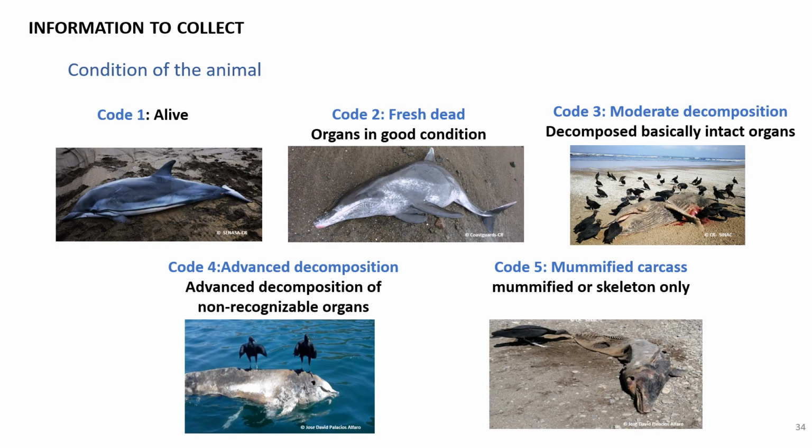Then establish the condition of the animal. If it is alive, then it's code 1. If it's code 2, it's fresh dead. The organs are in good condition. Code 3 is moderate decomposition, decomposed but basically intact organs. Code 4 is advanced decomposition, with non-recognizable organs. And code 5, the animal is mummified, so only the mummified remains or skeleton exist.